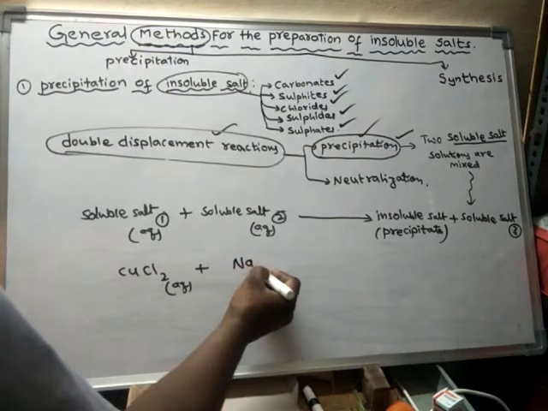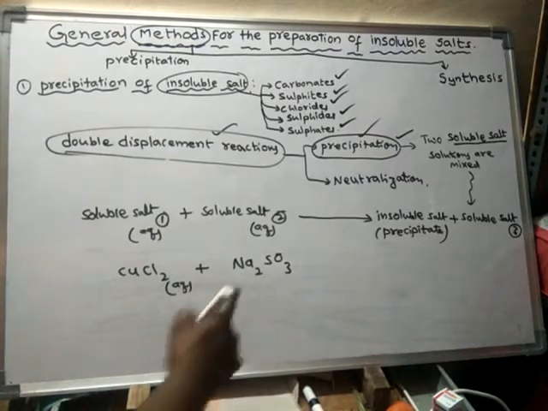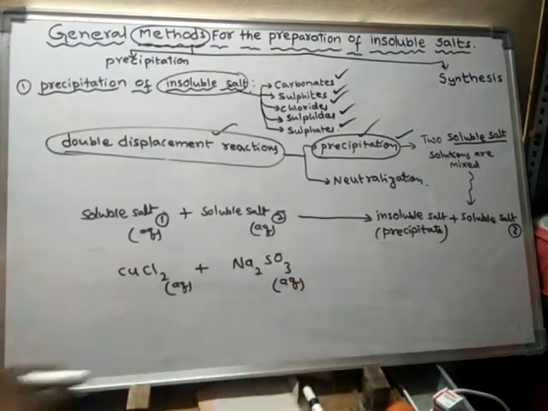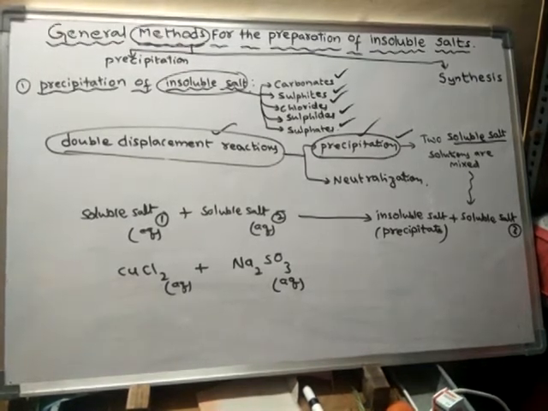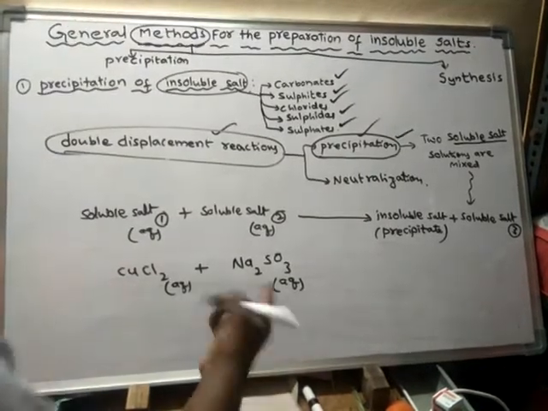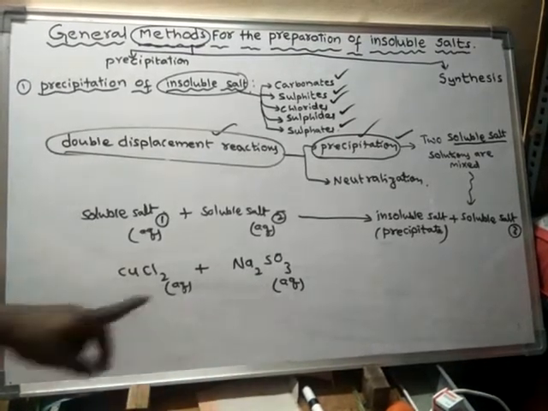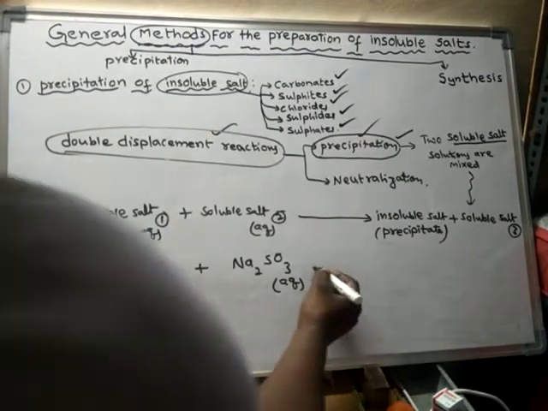Sodium sulfite, Na2SO3 here. It is 3, not 4. So Na2SO3, sodium sulfite, is also a soluble salt. See, already we learned that all salts of sodium, all salts of potassium and all salts of ammonium are soluble salts. So sodium sulfite is also a soluble salt. So these two are soluble salts in their aqueous solutions. Now they are mixed with each other.